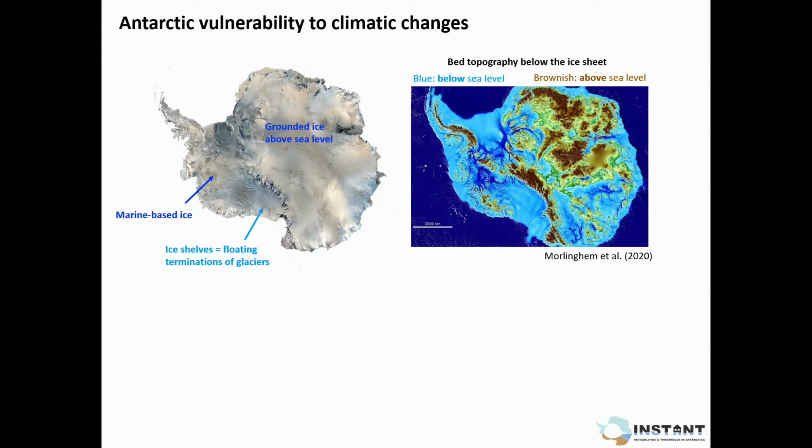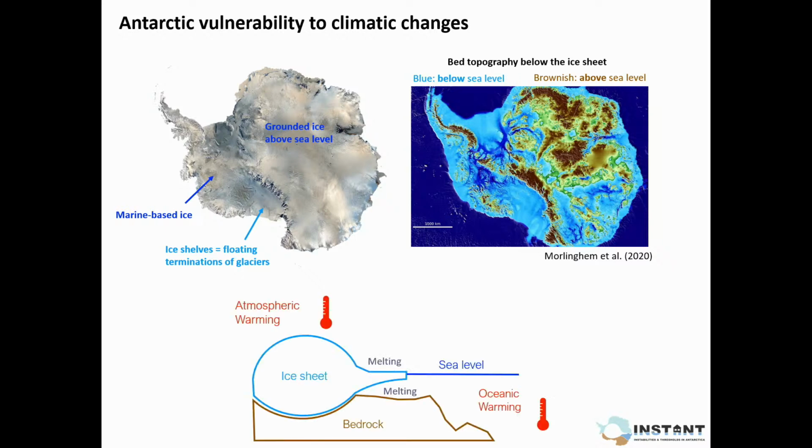And actually, most of the outlet glaciers that flow from the inland part of Antarctica end up floating on the ocean, and all those floating parts are called ice shelves. The dynamics that links the inland flow to the ice shelf is really critical, and everything at the boundary between the Antarctic ice sheets and the atmosphere and the ocean directly impacts what's going on from a dynamical point of view, but also from a sea level rise point of view.